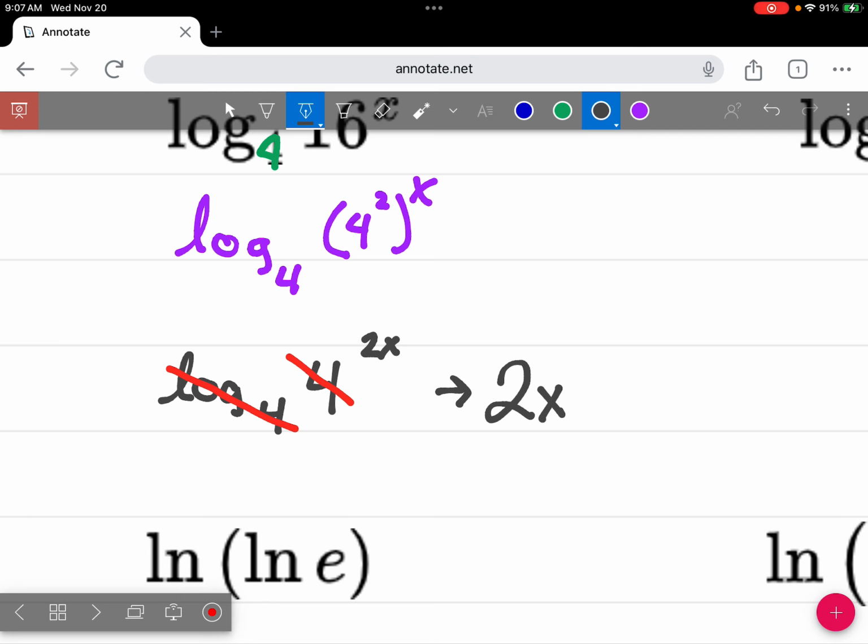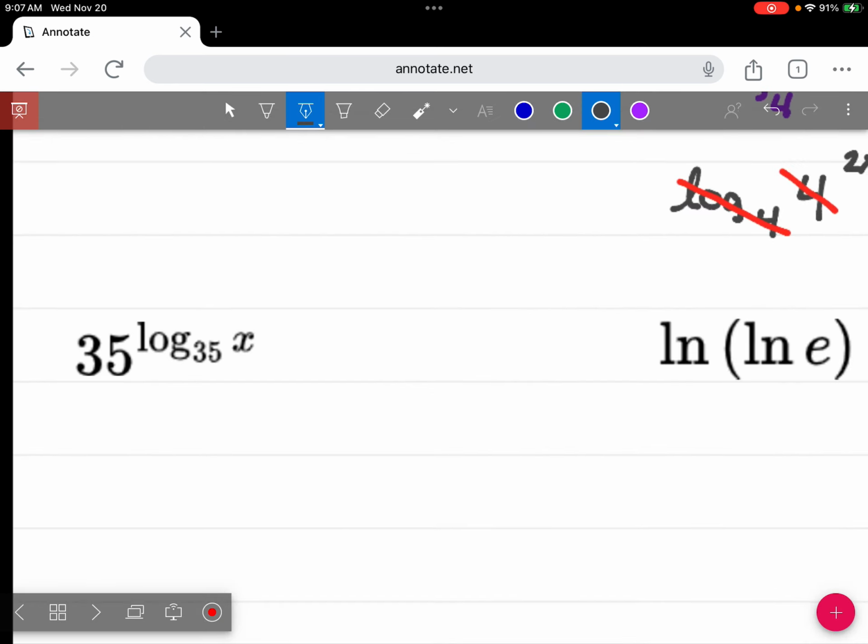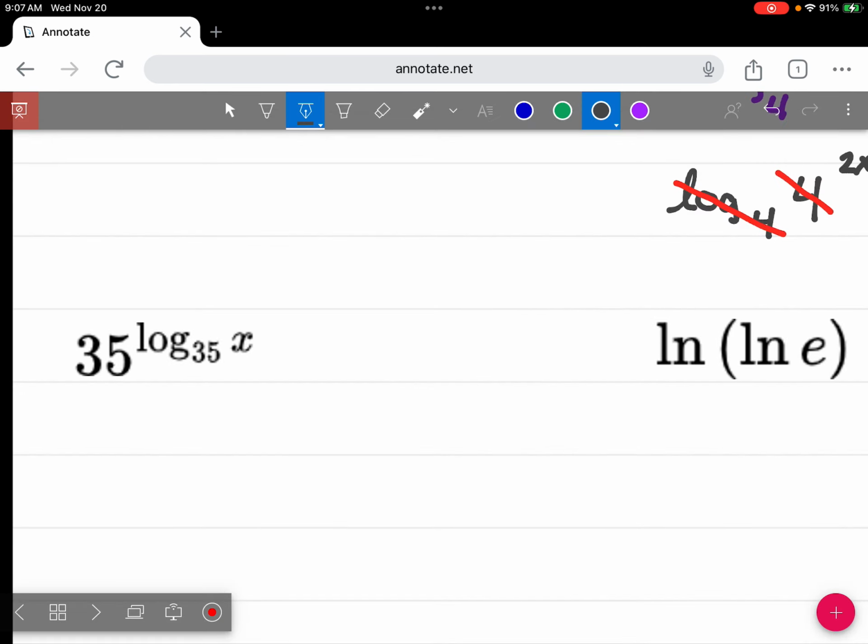All right, let's look at the next one. Log base 2 of 2 to the x. What does this simplify down to be? Just x. The log base 2 and the 2 cancel each other out, so this simplifies to be just x. How about 35 to the power of log base 5 of x? This one is also just x. My 35 as the base of the exponential and my 35 as the base of the log cancel out.